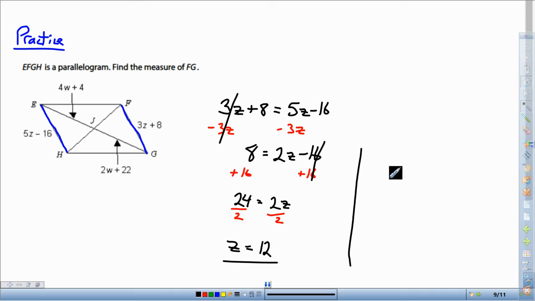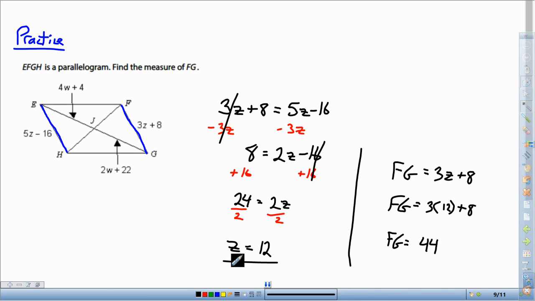Okay, so off to the side here, let's go one more step and say FG equals 3z plus 8. And now we can plug in what we got for z. So FG equals 3 times 12 plus 8. All right, and let's see, I'll grab my calculator because I'm lazy. So 3 times 12 gives me 36 plus 8 looks like it's 44. And I always like to see if we have units. When we're talking about the lengths of sides, is it inches or feet or whatever? I don't see any units here, so we'll just leave it. Or maybe we can put the generic word units next to it.